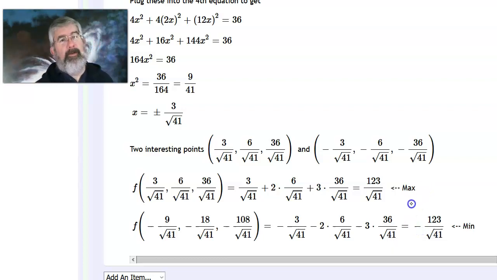In the next video, I want to take a look at some problems from Calc 1, which we can solve using Lagrange multipliers in a much simpler fashion than what we did back in Calc 1.